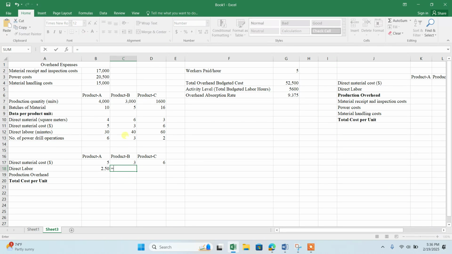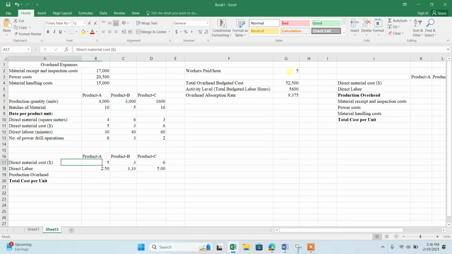Similarly, we need 40 minutes to produce 1 unit of product B. So this divided by 60 I convert into hours and multiply by 5 per hour. Similarly, 60 minutes required. If I convert this into hours, it means 1 hour. It costs me $5. So we are paying $5 for 1 hour, or we can say 60 minutes. So the answer will be 5.